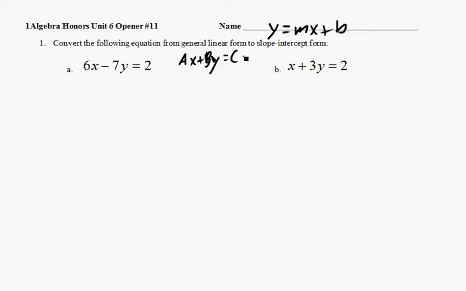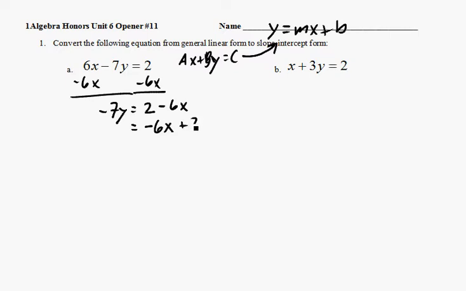So, in order to go from general linear form to slope-intercept form, we need to isolate the y. So, in equation A, the first thing I will do is subtract 6x from both sides of this equation. That will leave us with negative 7y on the left side and 2 minus 6x on the right side. Now, normally, when we have an equation in slope-intercept form, we have the term with the x first and then the constant term. So I will just rearrange the 2 minus 6x as negative 6x plus 2.